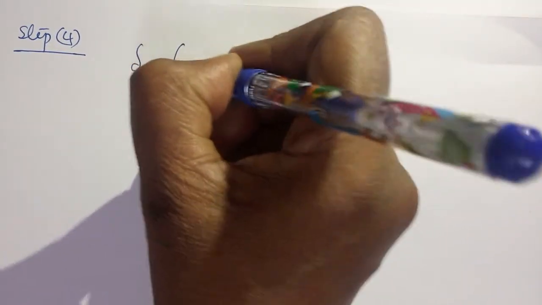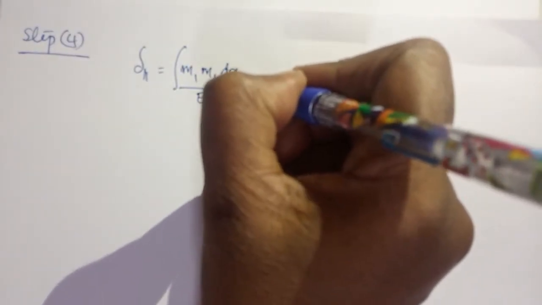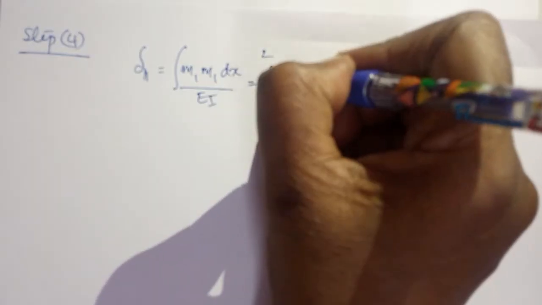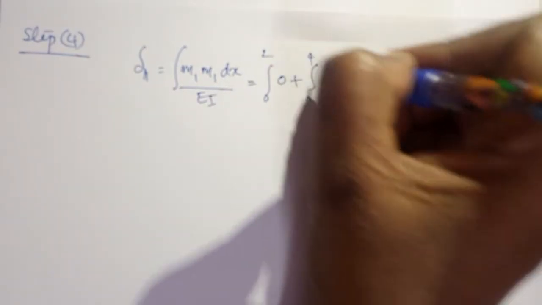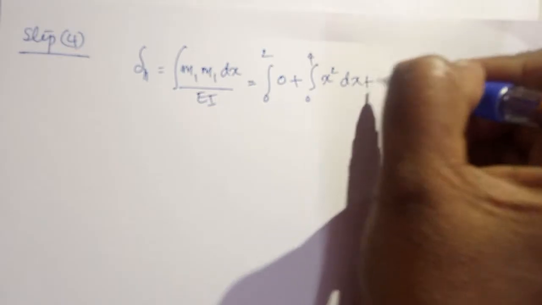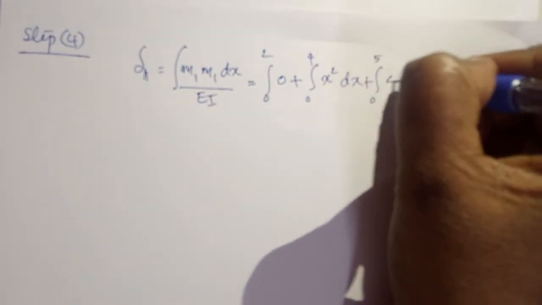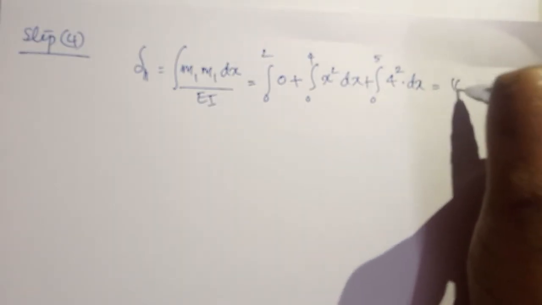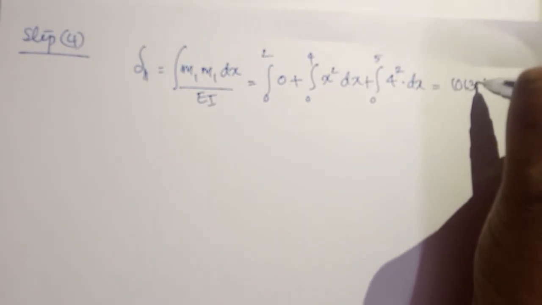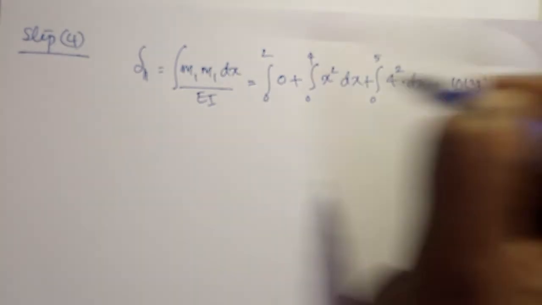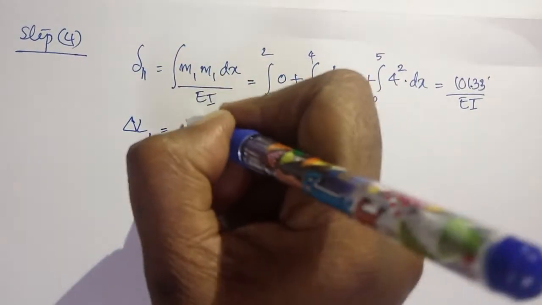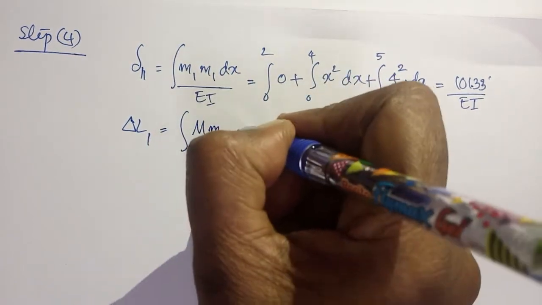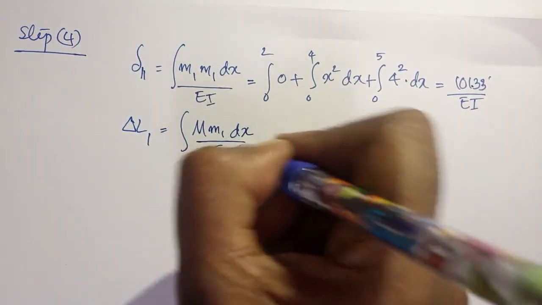Now to evaluate the integrals: delta 1,1 equals the integral of m1 squared dx by EI. For the first portion it is 0. For the second portion it is x square dx. Then for the third portion it is 4 square dx. Substituting the limits, we'll get 101.33 by EI.